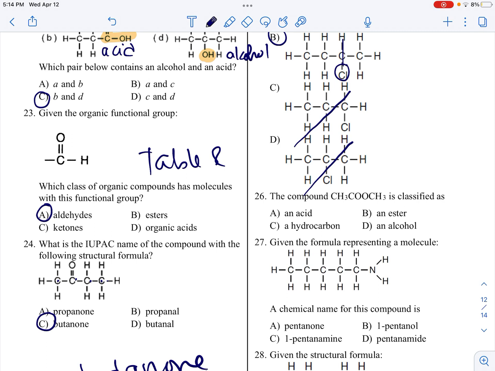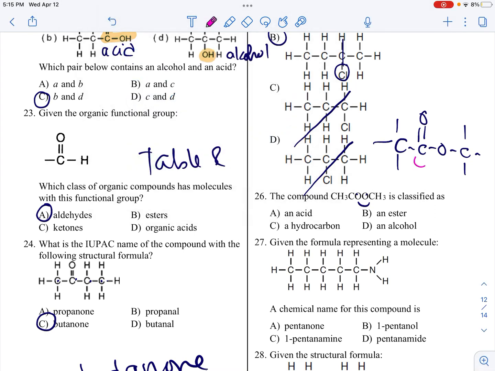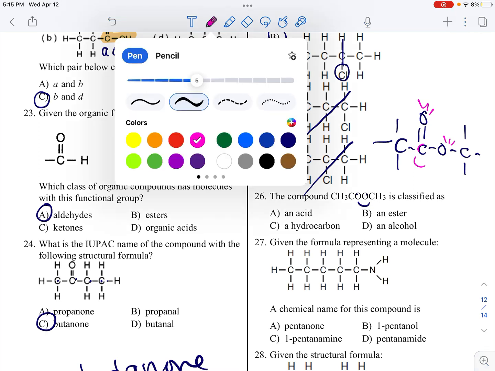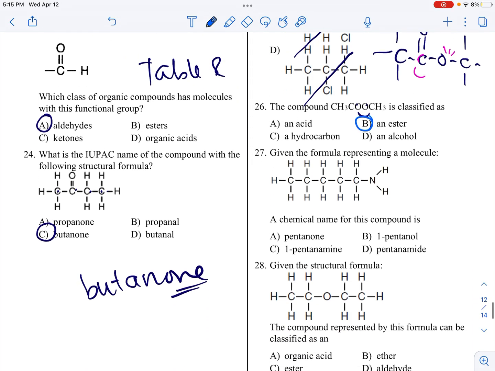CH3COOCH3. Those are the eyes of old Granny Ester. She looks kind of goofy. CH3, CO, O, CH3. And here's her button nose. Hi, Granny. Anyways, ester.